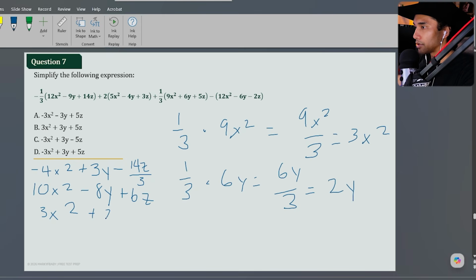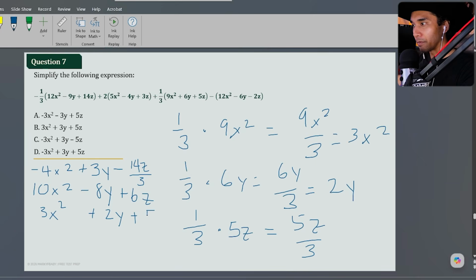Plus 2y. And I just want to rewrite this because that 2 is a little too big. There you go. And then I have 1/3 times 5z, giving me 5z over 3. Now this is where, again, if I didn't practice with Markyfbaby, I would be panicking right now. So I'm going to put 5z over 3.